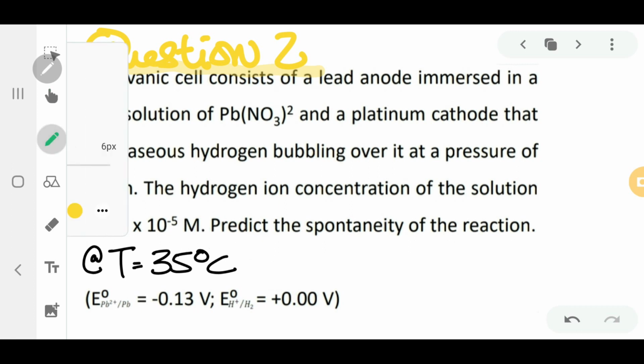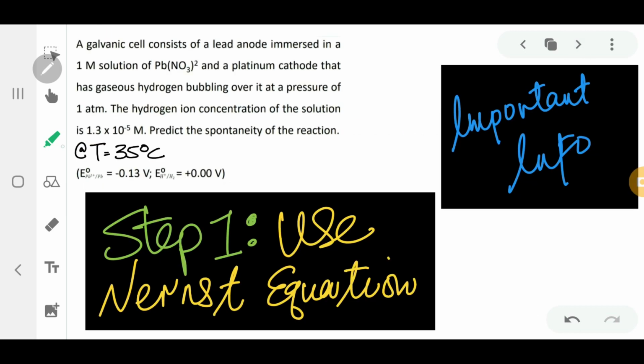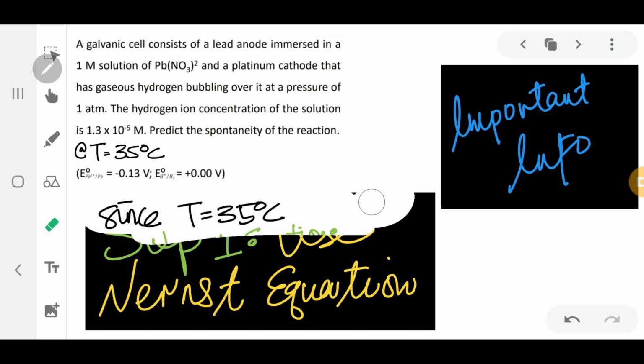The question wants you to predict the spontaneity of the reaction. So we're going to use the Nernst equation to know whether this is going to be spontaneous or non-spontaneous. Step number 1. As usual, you need to identify what equation you need to use. In this case, we're going to use the Nernst equation.